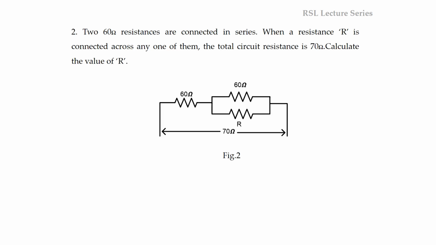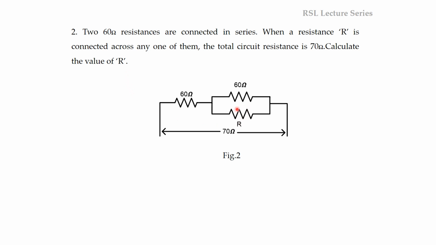Now the second question. Two 60 ohms resistances are connected in series. So here two 60 ohms resistors are connected in series. Here one resistor, here another resistor. When a resistance R is connected across any one of them, the total circuit resistance is 70 ohms. Calculate the value of R.